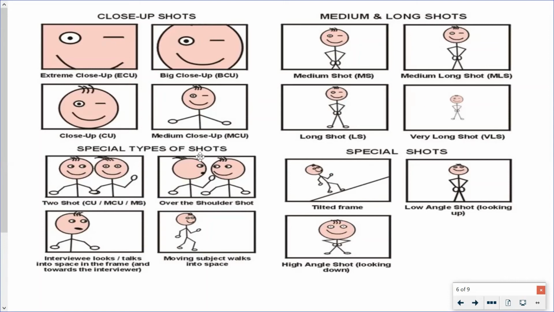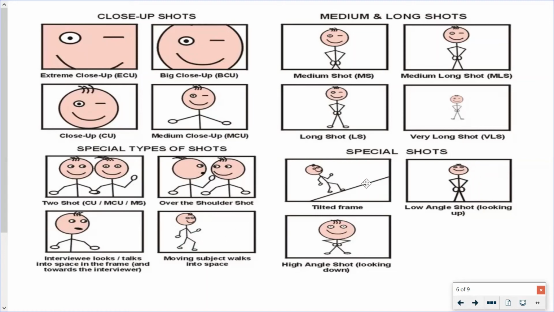Then we have special types of shots. Have a look at these pictures and see these different types of shots, and look closely and see if you can spot the difference between these 4 types of shots. Are you able to do that? Fantastic. The first one is called two shot. Then we have the over the shoulder shot, the interview looks, which is talks into space in the frame. The moving subject walks into space.